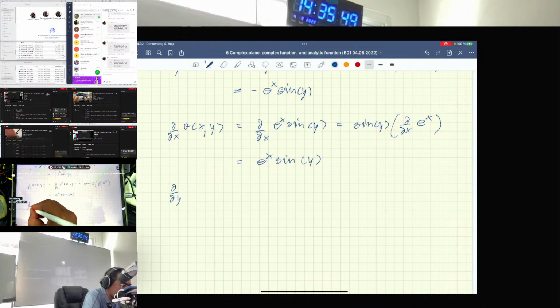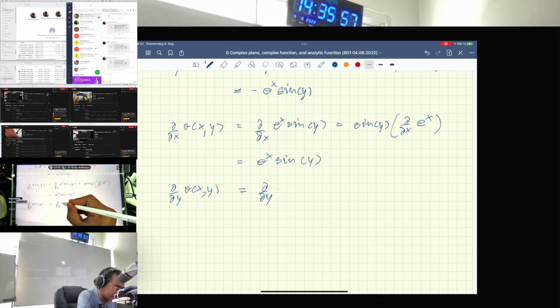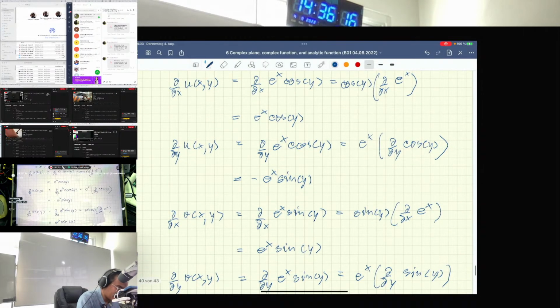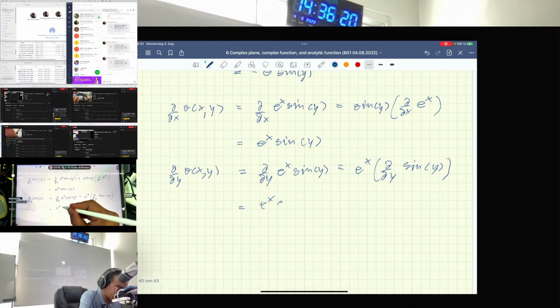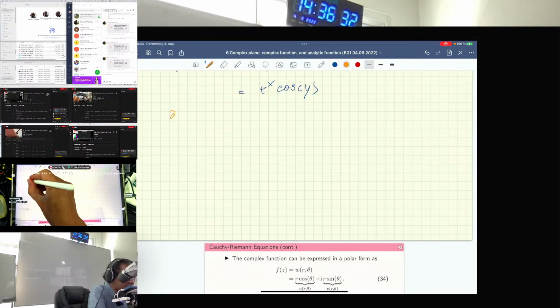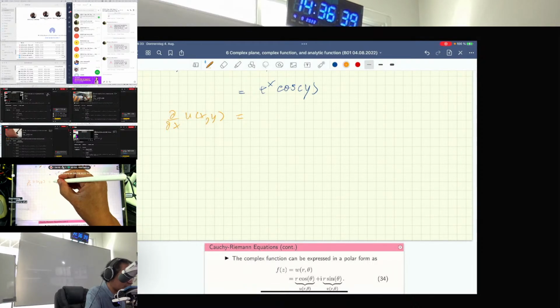∂v/∂y of v(x,y) will be ∂/∂y of exponential x and then sine y. And here you move exponential x, ∂/∂y of sine y, okay, and then exponential x and then cosine y. All right. So we will see whether ∂u/∂x equals ∂v/∂y or not.